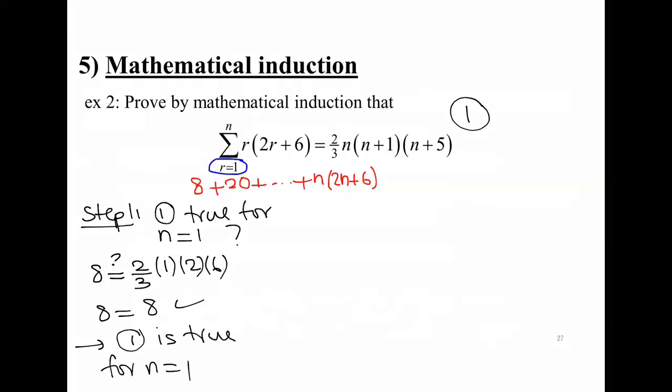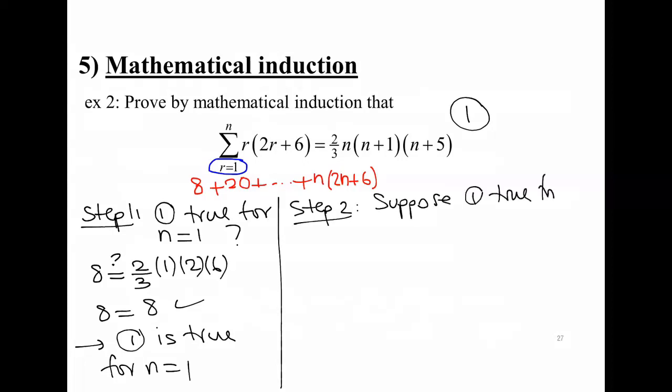Since I've proven this statement true for the first value of n, now I can move on to step 2, which is making my assumption. In step 2, I assume, or I suppose, P(n) true for n equal to k, or up to rank k, which means, i.e.